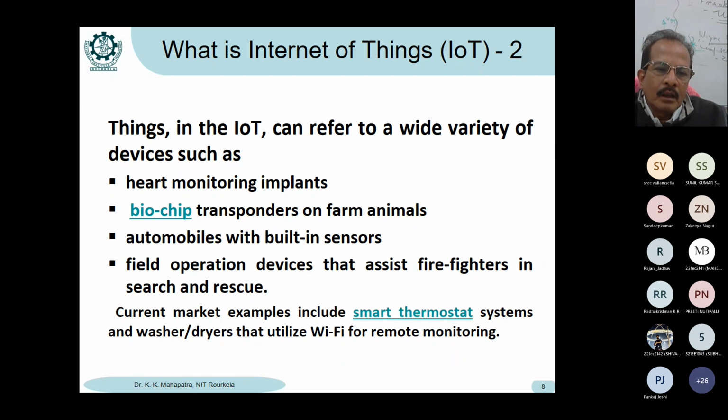And then we look at these field operation devices that assist firefighters in search and rescue.